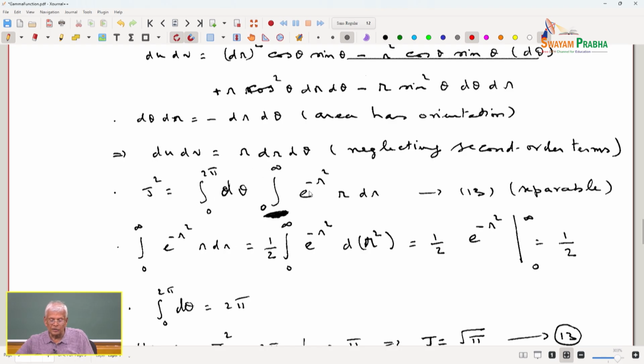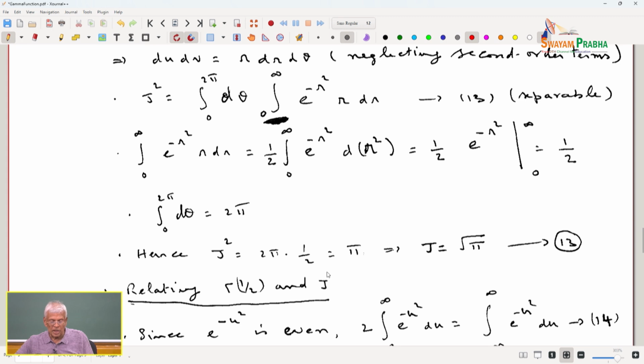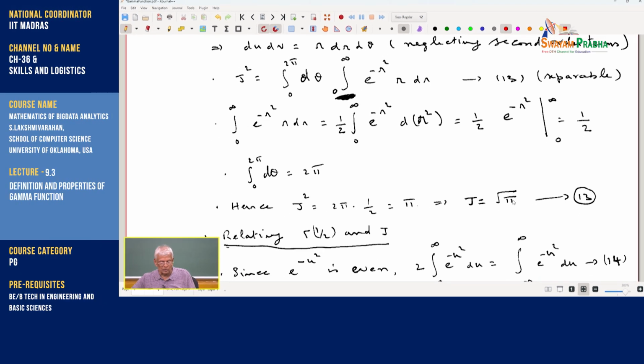The integral with respect to r again can be written, by integration by parts, as equal to half. This is equal to 2 pi. So, j square is equal to pi. So, j is equal to square root of pi.